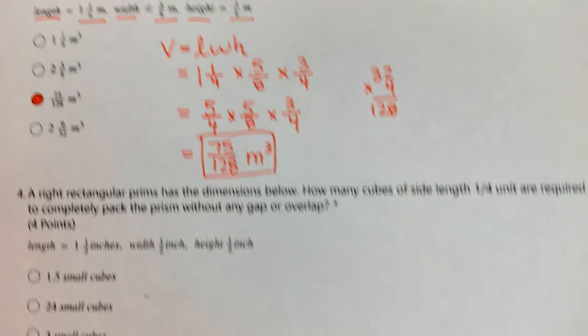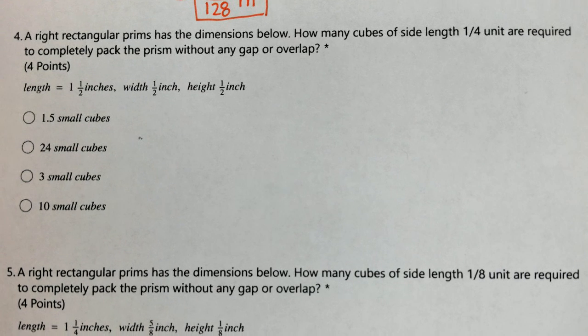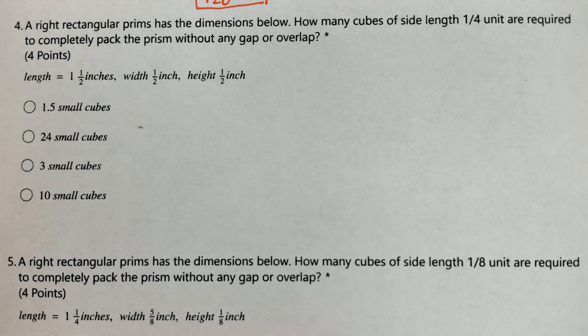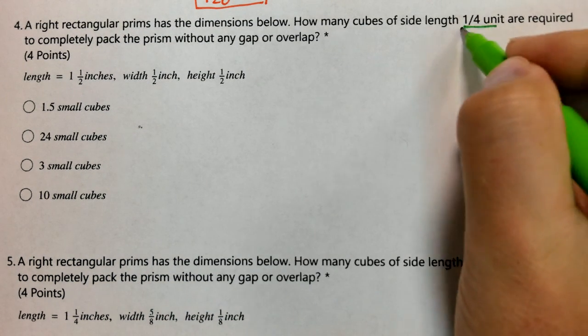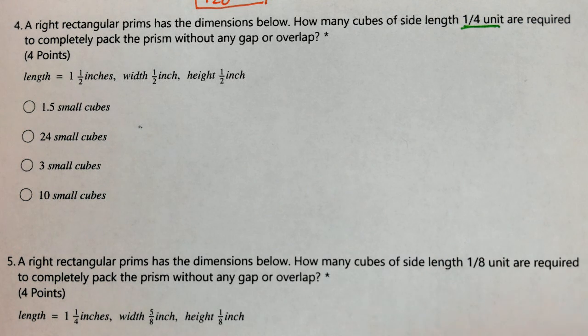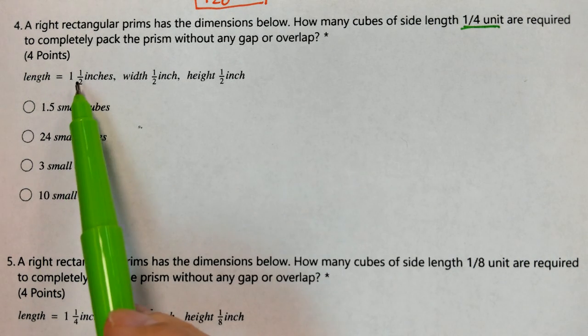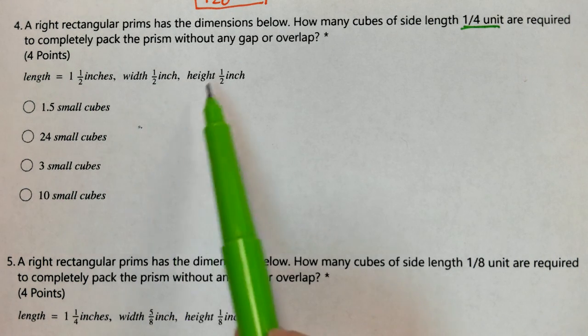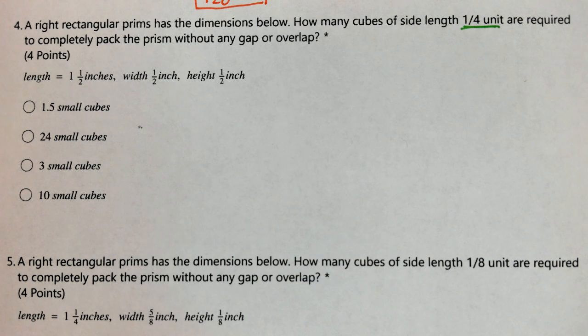Okay? The next example, I have a rectangular prism that has the dimensions below. How many cubes of a quarter unit, okay, that's how big my cubes are, are required to completely pack the prism without any gap or overlap. So my length is 1.5 inches, width 1/2 inch, height 1/2 inch.